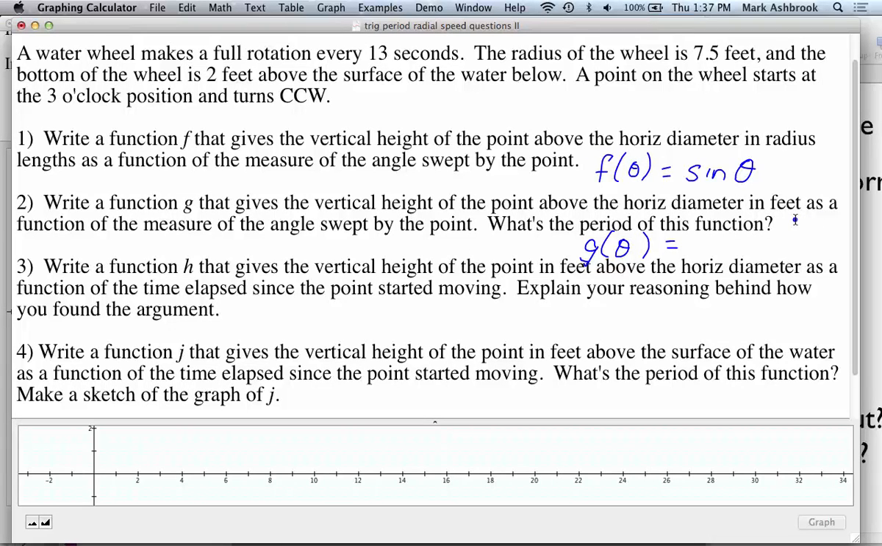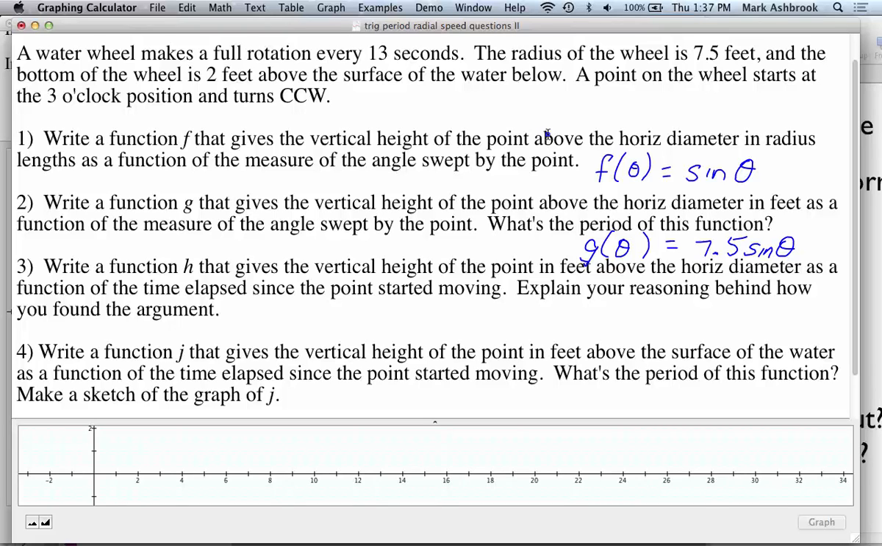How are we going to get the vertical height in feet this time? Morgan? Okay, so what will the rule be? Right. So here's how we can think about sine theta. What's the maximum value sine theta could be? If it's the number of radius lengths above the horizontal diameter, what's the maximum we can get? One. So most of the time it's going to be what kind of value, if the maximum is one? Yeah, so like a fraction of one.